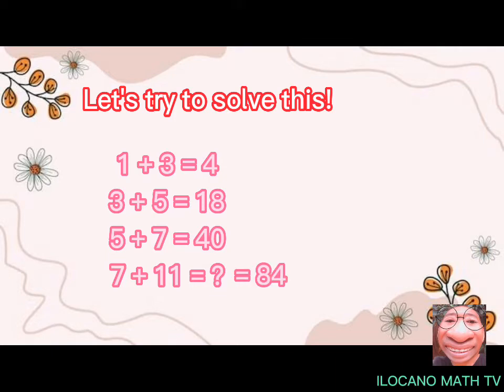Why 84? Akin nang i-explain. So, ganito kasi yung pattern niya. Imbis na addition muna yung gagamitin natin, gagawin muna natin siyang multiplication, saka natin gagamitin yung addition. So, 1 times 3 is 3, plus 1 is equal to 4. Then, 3 times 5 is equal to 15, plus 3, kaya siya naging 18. Then, 5 times 7 is equal to 35, plus 5, kaya siya naging 40. Then, 7 times 11 is equal to 77, plus 7, kaya ang naging sagot natin sa huli ay 84.